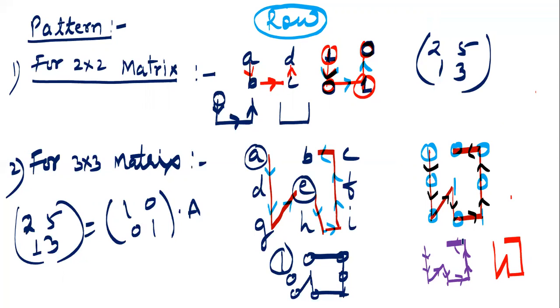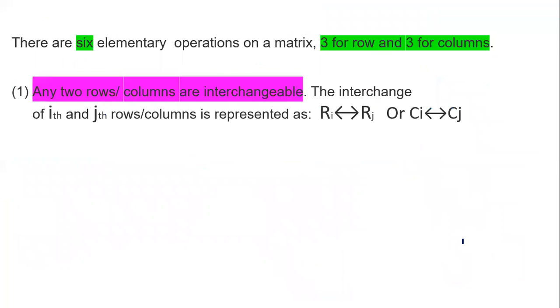What are the transformations? How can I do it? What transformations are possible? Means what changes we can do in a row? Let's see. Number 1. Actually, I told you there are 6 elementary operations on a matrix, 3 on rows and 3 on columns. But I'm talking about rows only. So what is the meaning of transformation number 1? Number 1, any 2 rows or columns are interchangeable. Means we can interchange 2 rows or columns.